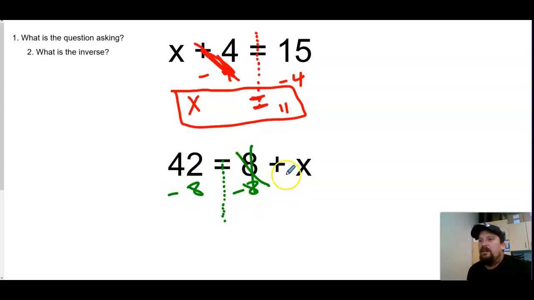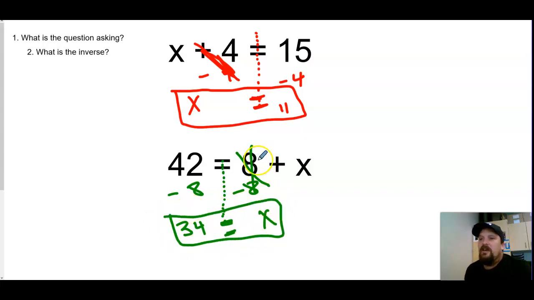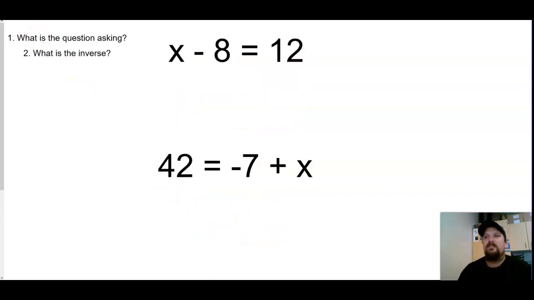Positive 8 and negative 8 cancel out, so my x drops down. Here comes my equal sign. 42 minus 8 is 34, and there is my final answer. Does 8 plus 34 equal 42? Absolutely does. So there we just solved that one-step equation. Okay, let's try a few more.